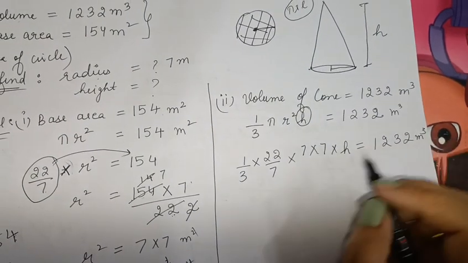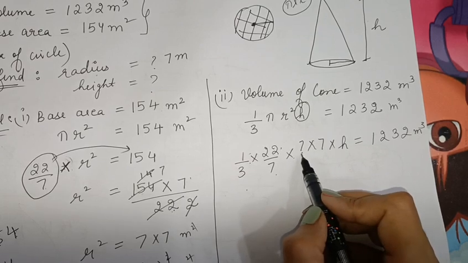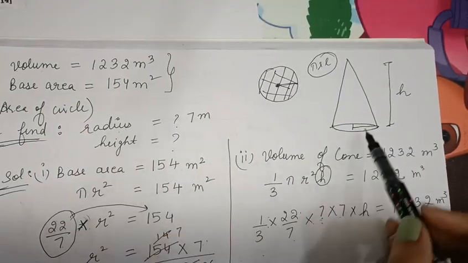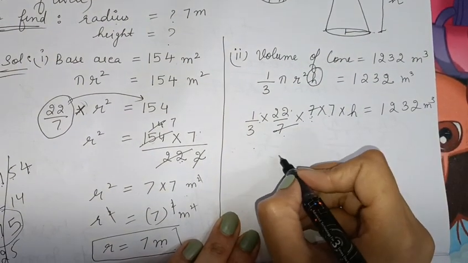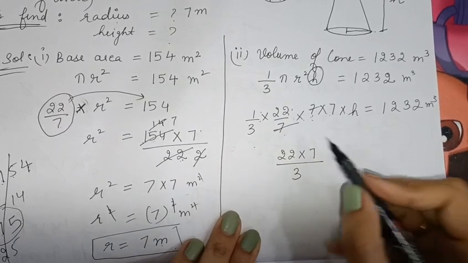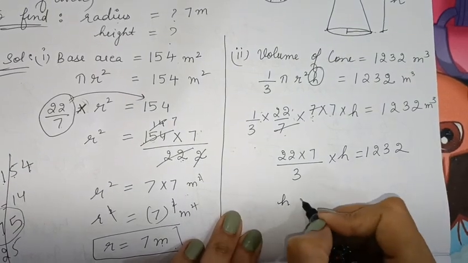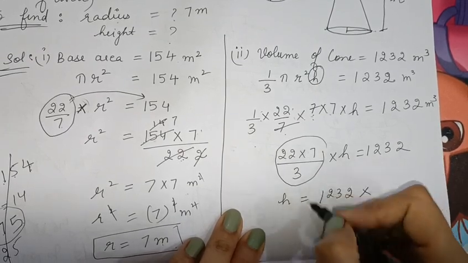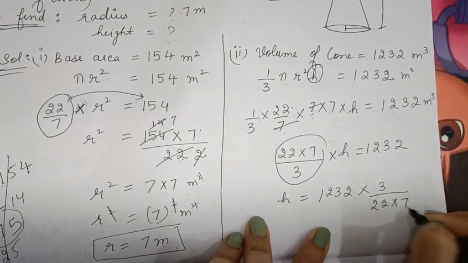Always try to write the units. So 1 by 3 into 22 by 7 into 7 into 7. Just now we have found the radius, see, radius means the radius of cone only. 7 and 7 will get cancelled. So here I am left with 22 into 7 by 3 into h equals 1232. So when a fraction you are shifting to the other side and it is getting multiplied, directly you can write the reciprocal of that fraction. So its reciprocal will become 3 by 22 into 7.